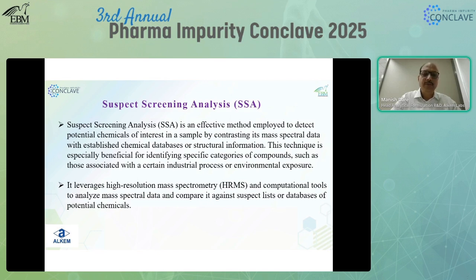Then we have to have some database, the library, and that library can help us to determine that these impurities may be matching with this particular mass. Then we can go and take the supporting structure from the library and make it like SSA. And once the SSA is confirmed, then we have to identify, characterize and validate this particular impurity if it is going to be made known.